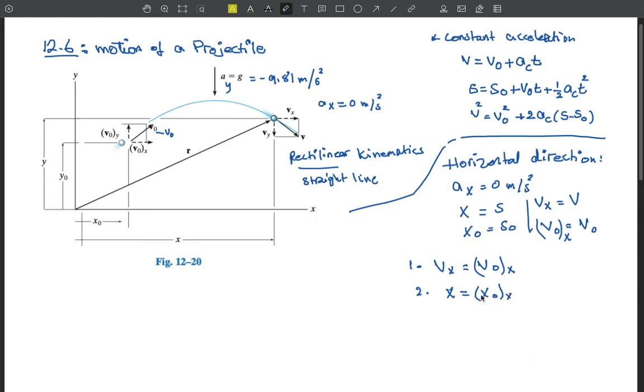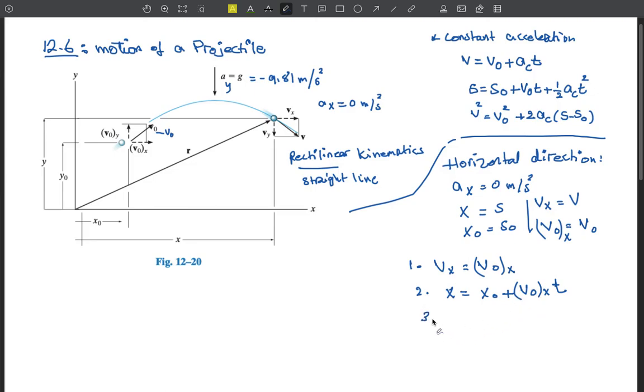I mean, you don't have to write X anyways, it's X. So, plus V node now is V node X multiplied by the time plus 0 because A in the x direction is 0. So X equals X node plus V node in the X direction multiplied by the time.